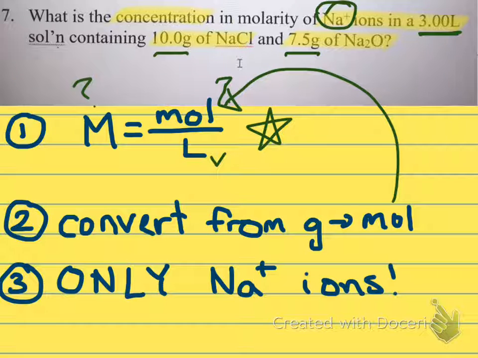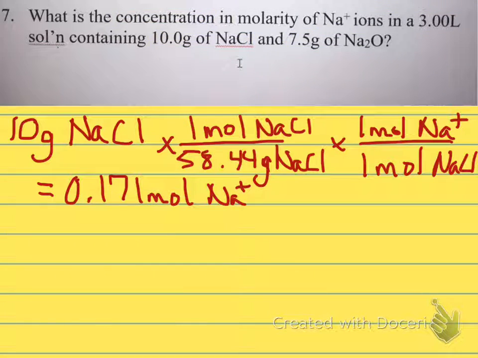The last thing to note is we are just looking for the molarity of sodium ions. So we're not looking for the molarity of the entire solution. We are just looking for the molarity of sodium ions, which means that my moles should just be sodium ions. When I convert to moles, I'm going to have to convert to sodium ions.